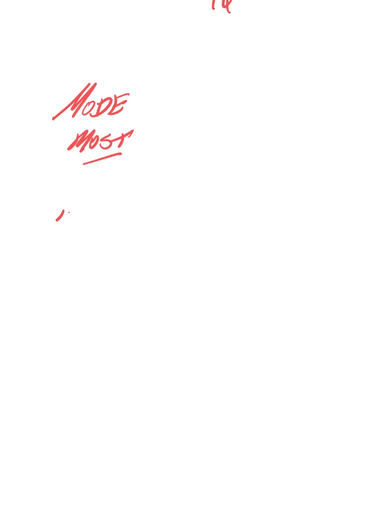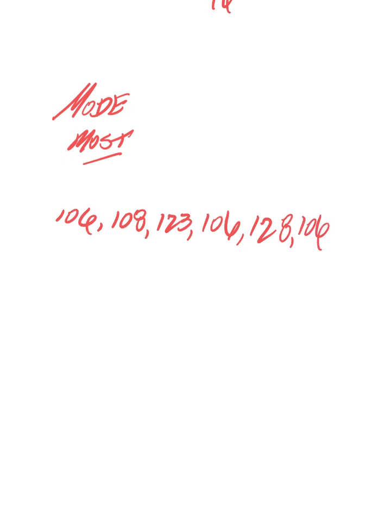So if I have 106, 108, 123, 106, 128, 106, it could be that you are playing a game and you found out after 6 plays that these are all your scores. The mode is the one that occurs the most often. So 106 ends up being the mode here because it occurred 3 times.